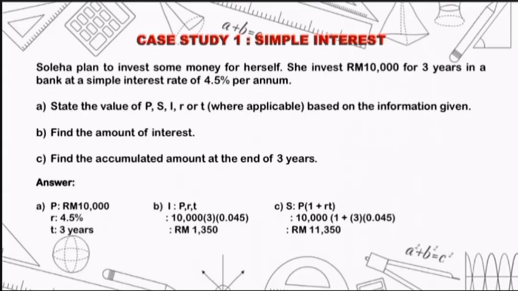C. Find the accumulated amount at the end of 3 years. So the formula we should use is S equals P(1 plus RT). So P is 10,000 times (1 plus 3 times 0.045).